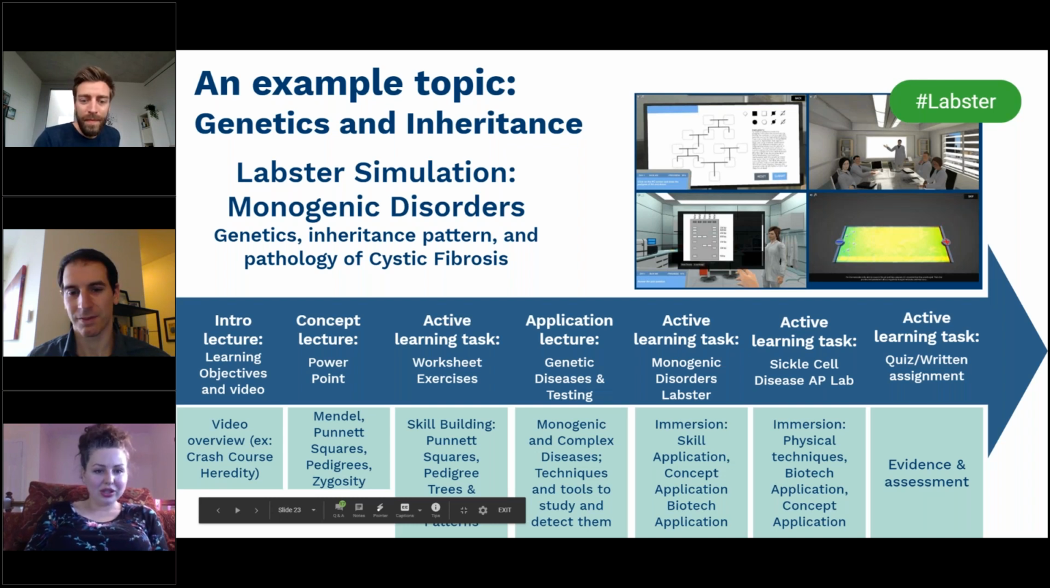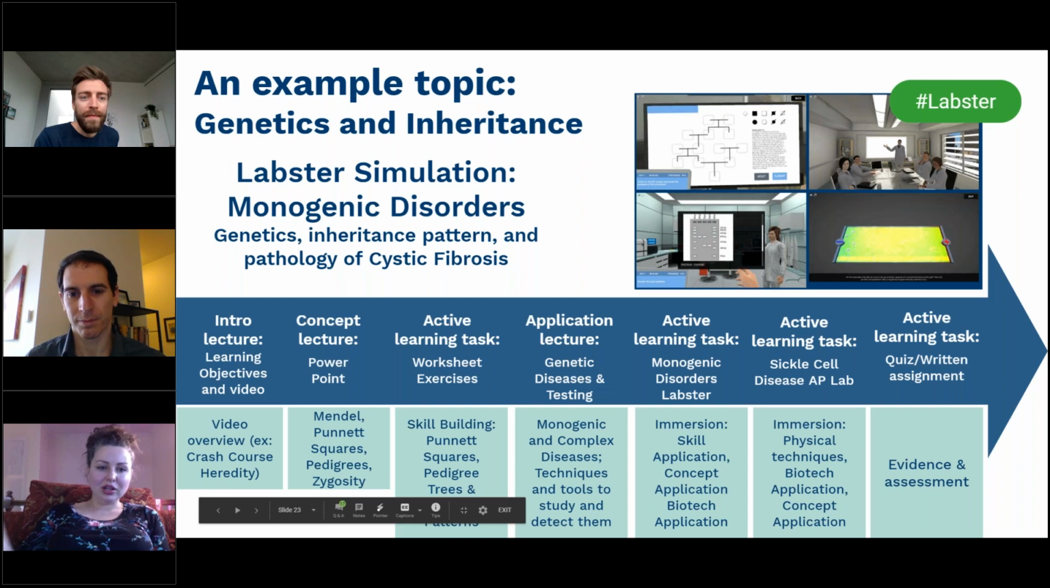And so the next thing that you could do is, this is a good time to have a Labster, because now something like monogenic disorders, a monogenic disease, cystic fibrosis. And here there was the application of the pedigree. There was the application of the gel electrophoresis to detect it. They even had the whole idea of connecting it to the real world, like what careers are applicable in studying or looking into this.